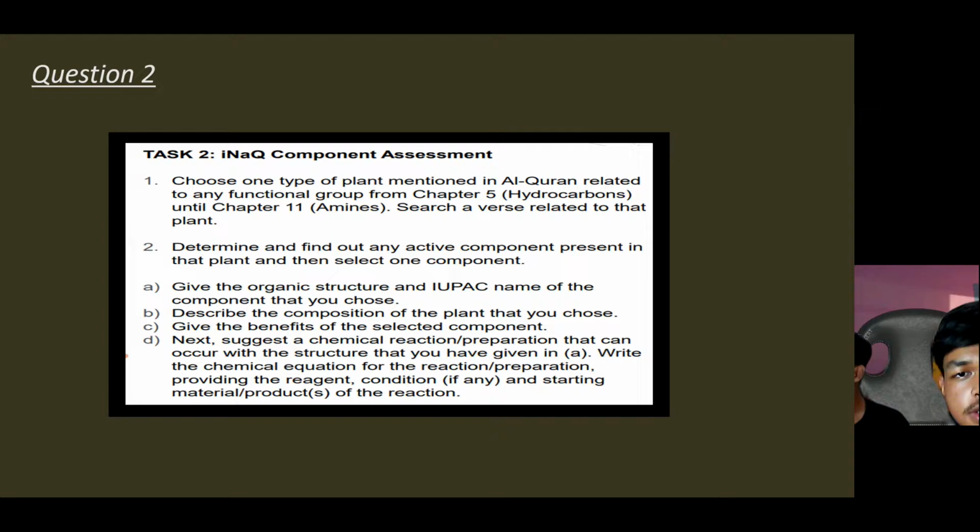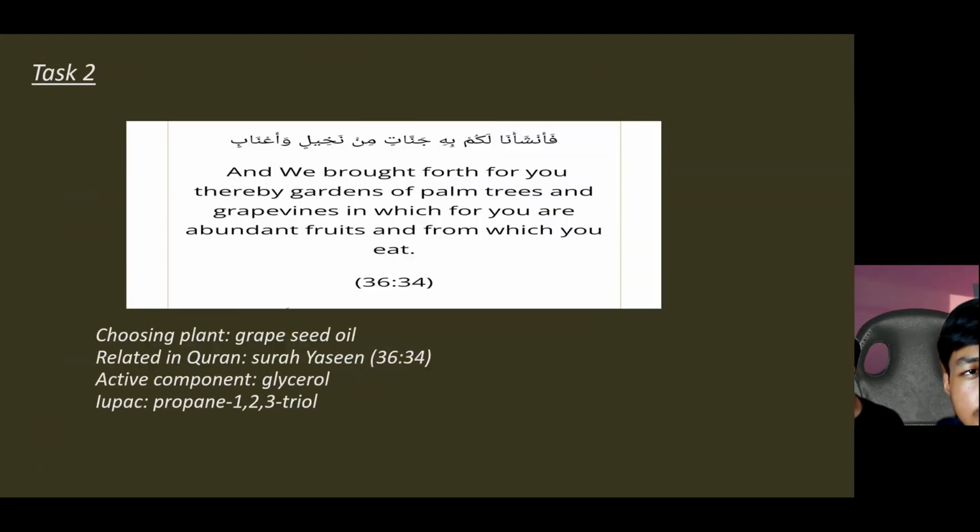For A, give the organic structure and IUPAC name of the component that you choose. B, describe the composition of the plant that you choose. C, give the benefits of the selected component. And D, next, suggest a chemical reaction or preparation that can occur with the structure that you have given in A. And then write the chemical equation for the reaction or preparation, providing the reagent, condition if any, and starting material and products of the reaction. So we go to task 2.